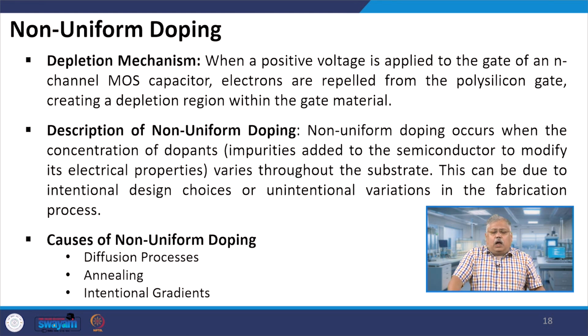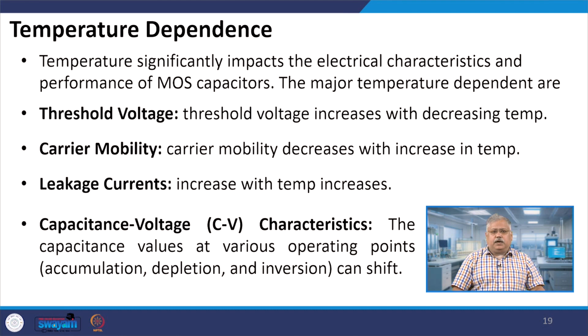Now, however, if you do a non-uniform doping within the substrate, there will be many problem areas which will come up because of the fabrication process. What are the various causes of non-uniform doping? Diffusion process, annealings that are not proper, and intentional gradient being introduced in the diffusion process. That is what is known as non-uniform doping in a system, right.